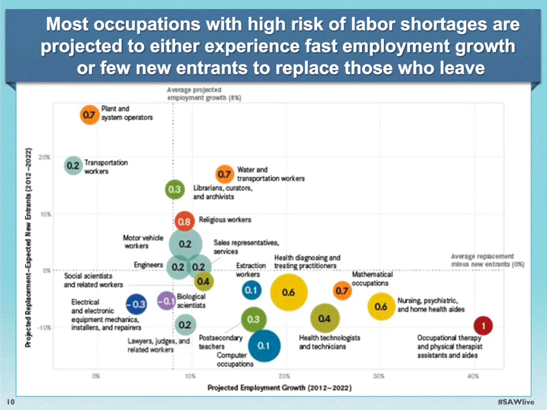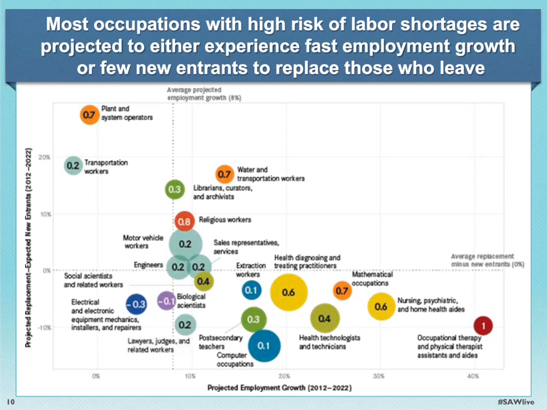So what we have here is a little complicated but worth spending a minute on, because it tells a good story. We have this scatter plot. On the horizontal axis, we have the projected employment growth between 2012 and 2022. So, for example, occupational therapy and physical therapist assistants and aides are all the way to the right. That group of occupations is expected to grow by more than 40%. And on the vertical axis, we have the projected replacement, which means how many people would retire and would have to be replaced minus expected new entrants.